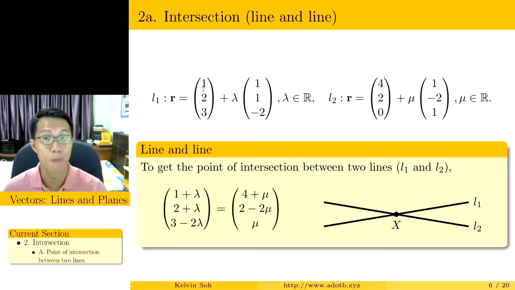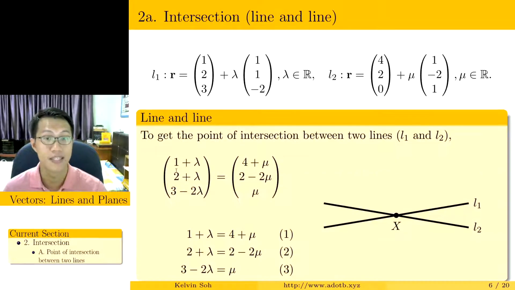So what we have, if we combine this (1, 2, 3) and (1, 1, -2), we get 1 plus lambda, 2 plus lambda, and 3 minus 2 lambda. Similarly, we can combine these two vectors to get 4 plus mu, 2 minus 2 mu, and mu for line 2. And we will equate these two lines together. This vector equation actually gives us three equations. The first gives us 1 plus lambda equals 4 plus mu. The second gives us 2 plus lambda equals 2 minus 2 mu, while the third gives us 3 minus 2 lambda equals mu.